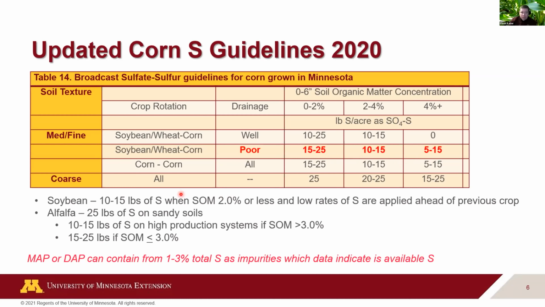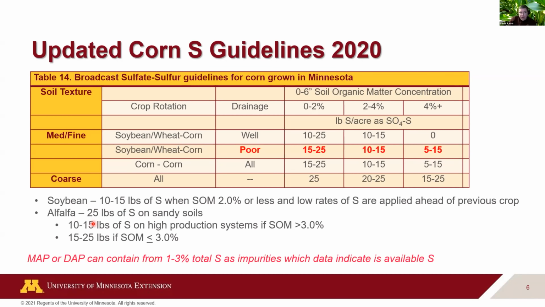That's kind of the major changes. In the remaining presentation that's recorded, I talked a little bit about soybean. In terms of recommendations, I don't recommend anything be applied unless we hit some specific circumstances. So organic matter less than 2%, in situations where you're not putting a high rate of 20 pounds or more of sulfur on ahead of the previous crop, then it might be something you want to consider, because we know that soybean can scavenge some of that previously applied sulfur.